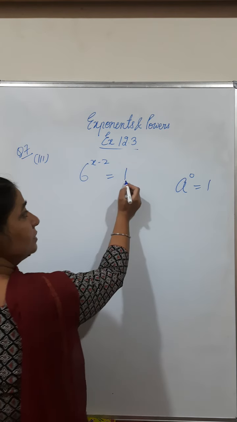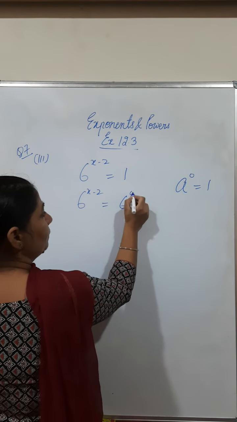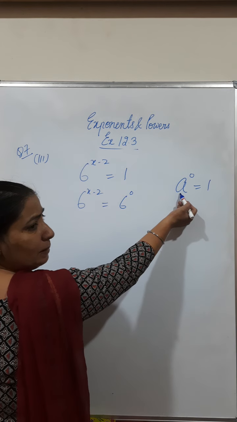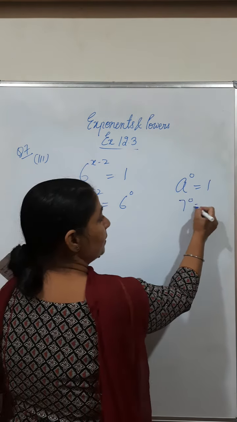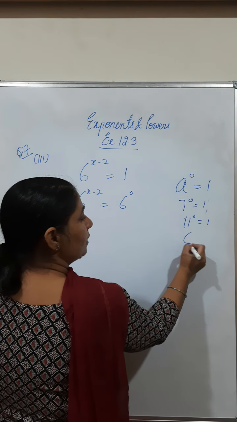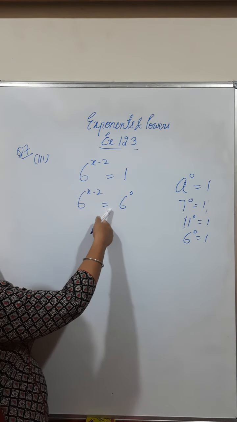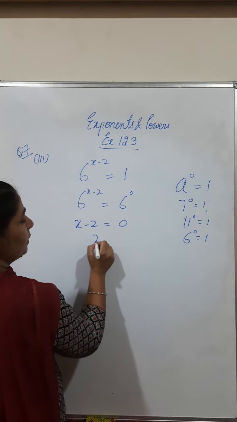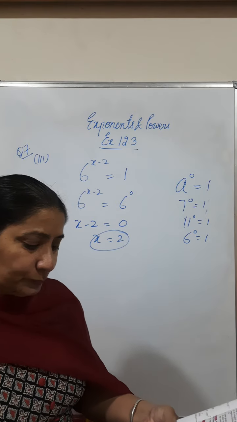So can I write this 1 as 6 raised power 0? Right, because if the value is 1, I can take any base. 7 raised power 0 is 1, 8 raised power 0 is 1, 11 raised power 0 is 1. So if any number raised power 0 is 1, I can also take 6 raised power 0 equal to 1. So now I have made the same bases. Definitely I can equate the powers now. So x minus 2 will be equal to 0. What will be x equal to, beta? x will be equal to 2.